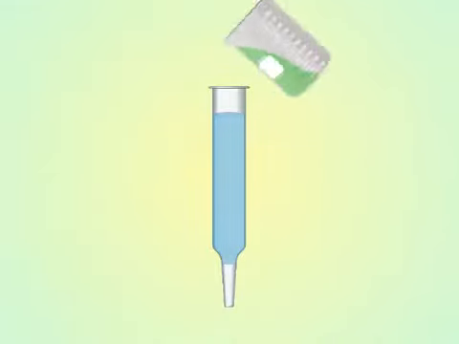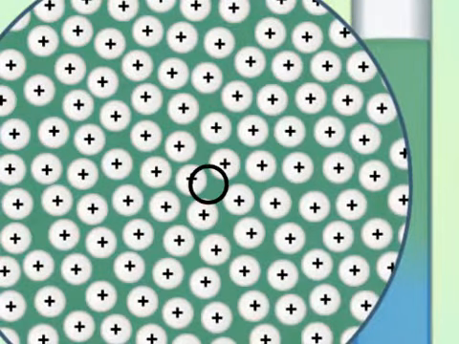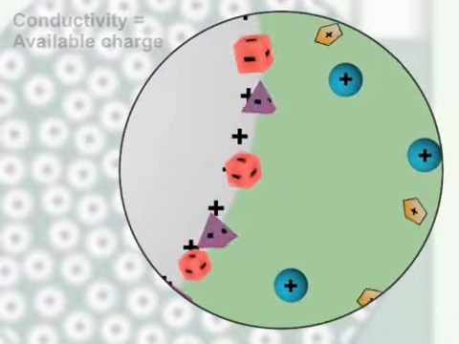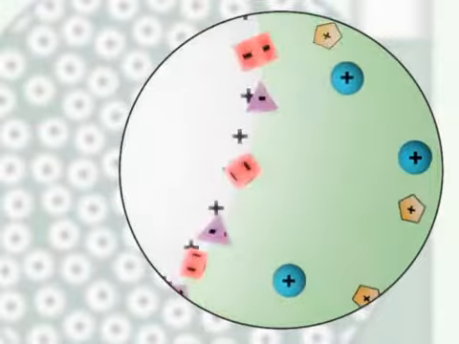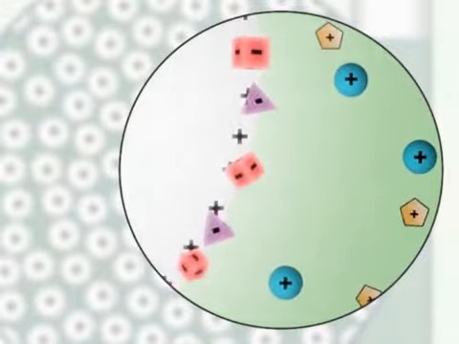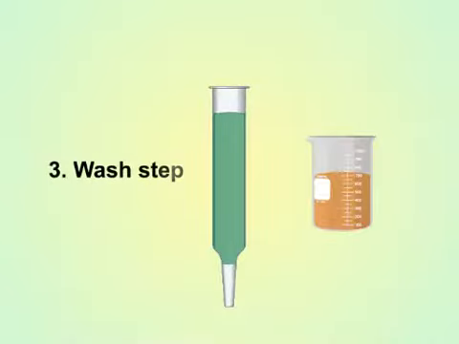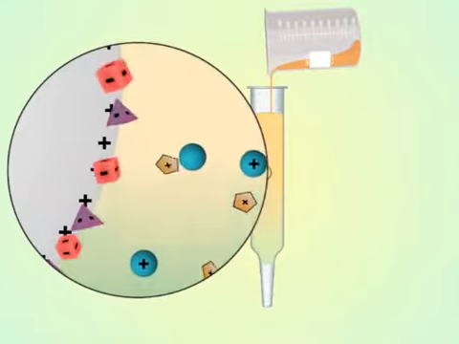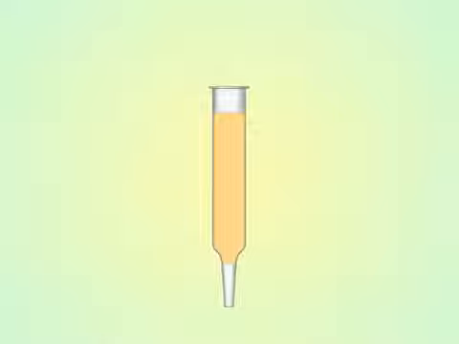Next, the sample is loaded on the column. The buffer must have low conductivity, as charged species can compete with the sample for interactions with the resin. Compounds of opposite charge bind to the resin. Molecules that are not charged or carry the same charge remain unbound. In the third step, the column is washed with additional buffer to remove the unbound components from the column, leaving the bound behind. Finally, the fourth step is the elution of the bound analyte.